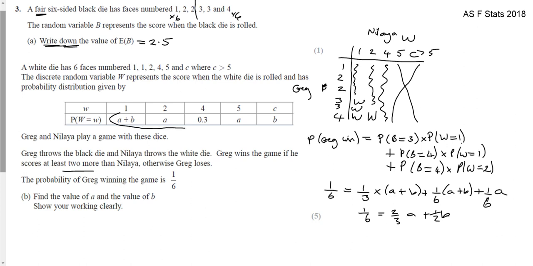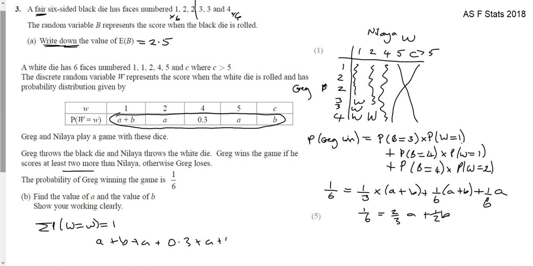Well, remember the sum of all probabilities should be 1. So the sum of the probabilities of W must equal 1. So that means A plus B plus A plus 0.3 plus A plus B must equal 1. And I can simplify that as well, so that can give me the equation that 0.7 is 3A plus 2B.